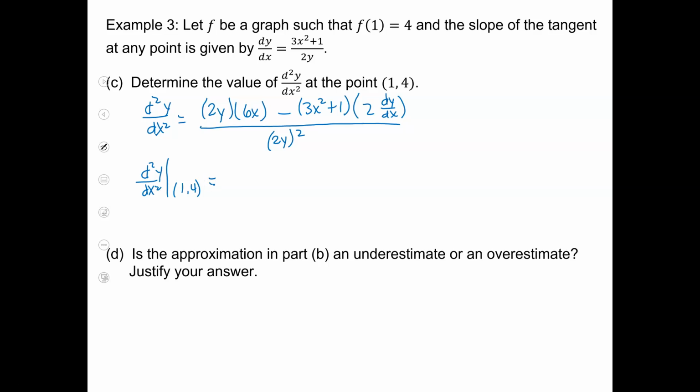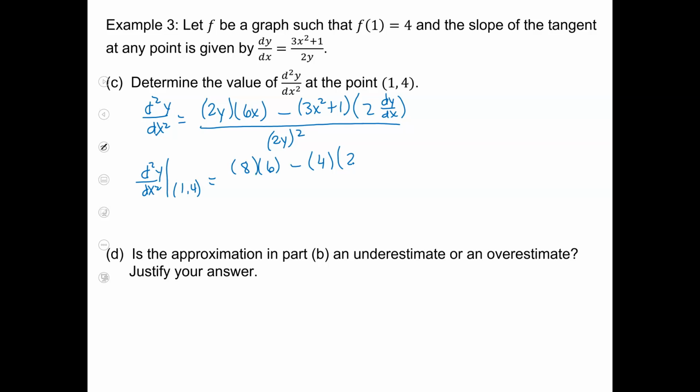Okay, so every time we see y, we're going to put in a 4, and every time we see an x, we're going to put in a 1. So when I put a 4 into this first y, 2 times 4 gives us 8. When we put a 1 in for this first x, 6 times 1 gives us 6, minus 1 squared is 1 times 3 is 3 plus 1 is 4. And now's where the fun comes in. What do we put in for dy dx?